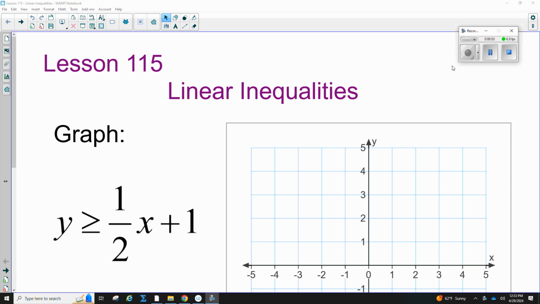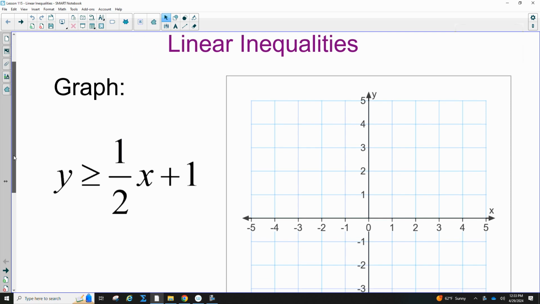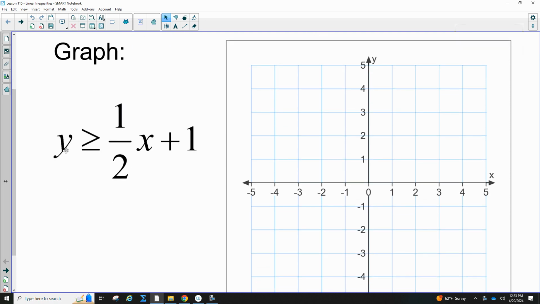Yay, it did. Lesson 115, graphing linear inequalities. All right, so write down y is greater than or equal to 1/2 x plus 1. The inequalities that we did before were all on a number line because we just had one variable, like we just had x. Sometimes we ended up with an and or an or graph, or a one-sided arrow graph. But now I have an xy axis because I have two variables here.